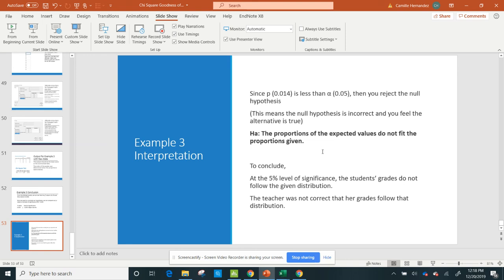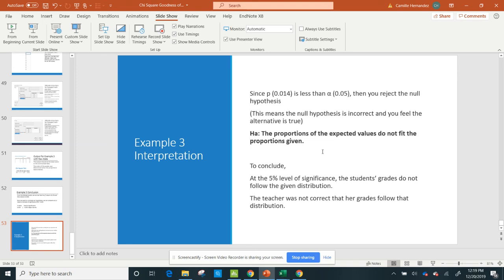So that means my null is not correct. So I feel like my alternative is true. So what does that mean? The proportions of the expected values don't fit what the proportions were given. What does that mean? So the teacher was unfortunately incorrect. Even though she had a hunch and the grades kind of looked that way, they didn't follow the distribution.